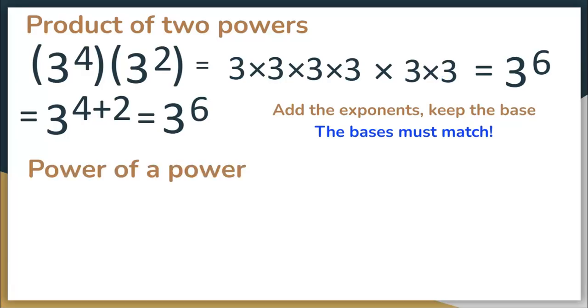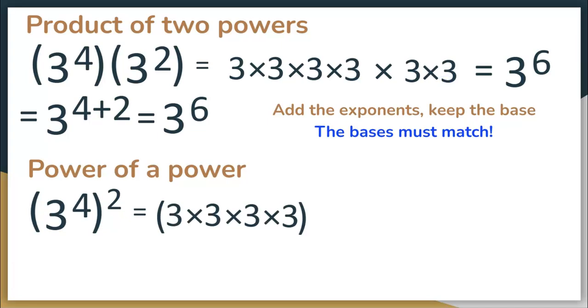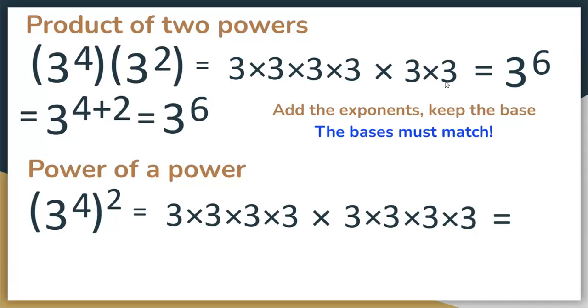Now, my next example is talking about the power of a power. So what happens if I've got 3 to the 4, and this time I'm not multiplying it by another power, I'm just squaring it. I'm putting an exponent on the actual power. Well, definition-wise, that means I've got 3 to the 4 times 3 to the 4, right? You multiply it by itself. Well, just like I did before, I can remove the brackets. How many 3s do I have in all? 8 of them. So it's going to be 3 to the 8.